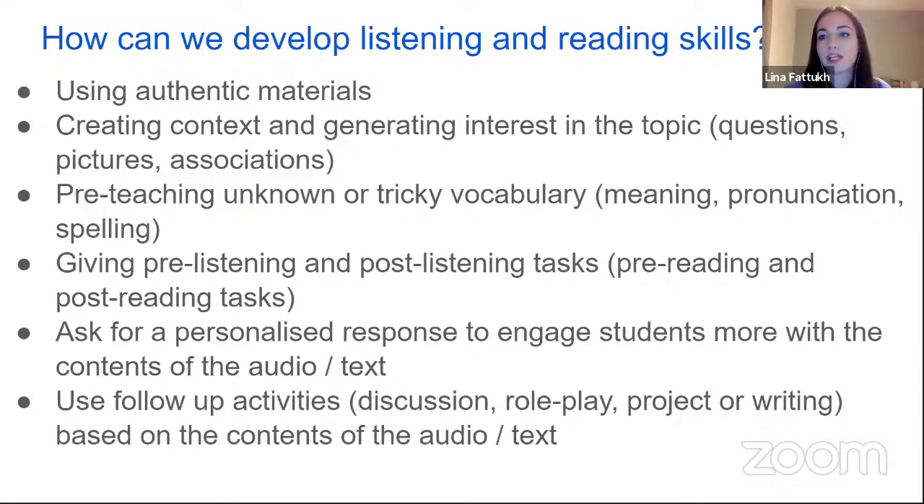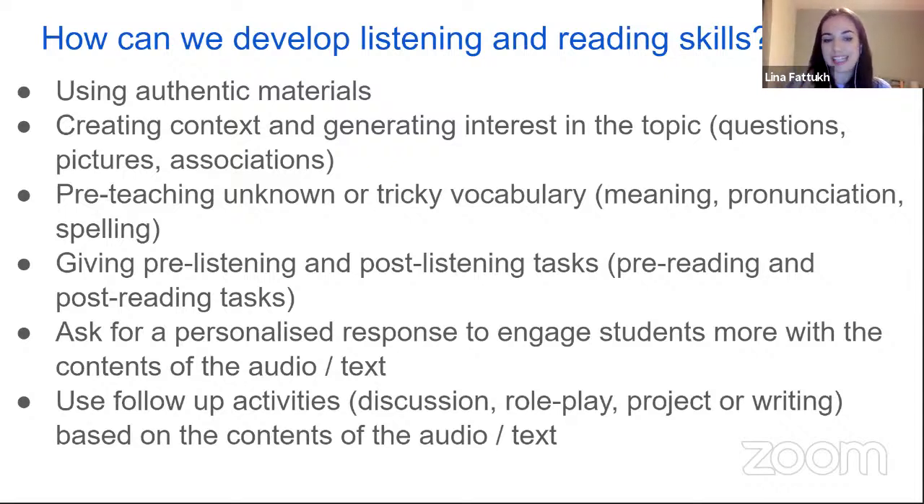Afterwards, we always ask for a personalized response to engage students more with the contents of what they've just listened to or of what they've just read. So if we talk about presents, for example, we ask students to discuss what presents they like. For example, draw a picture of your favorite present and tell your friend about it. And this is, again, real life communication. This is a way for children to express something that they want to tell you about. Yes, so they draw a picture or they show a picture of their favorite present and they talk to another person in the group and they tell them about it.